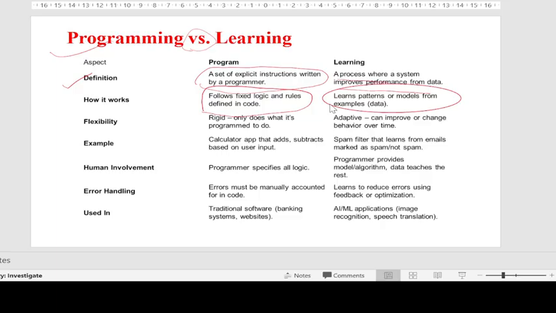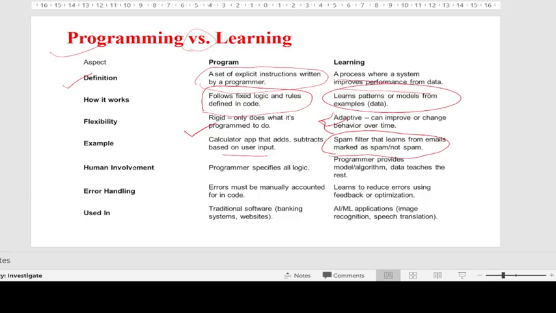Flexibility. In terms of flexibility, conventional programming is rigid. Whatever program you write, it will do that only. It will not do anything extra. That's why we call it rigid. Whereas a learning mechanism is adaptive. It can change the behavior of that particular model. It may improve or change with respect to time. So this is better than the conventional one. For example, a spam filter learns from received emails. This is one of the examples.